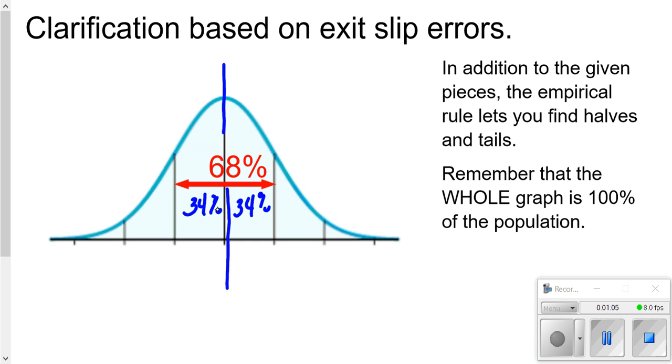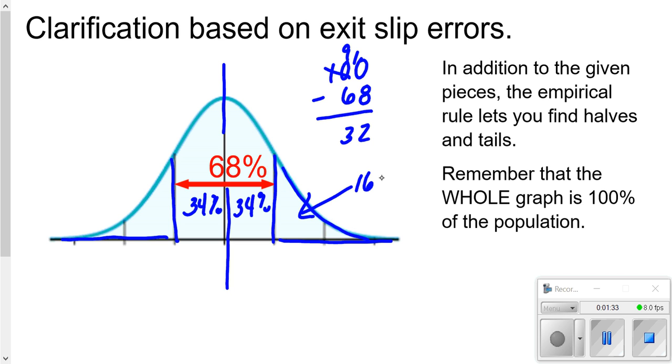I also know, because of the 68%, since 100 minus 68 leaves me with 32%, that means that each of these tails, the parts that I do not have a label on yet, is 16%, because half of 32 would be 16. So this tail is 16%, and I am not pointing just to this one section. I am including everything up to as high as we go.